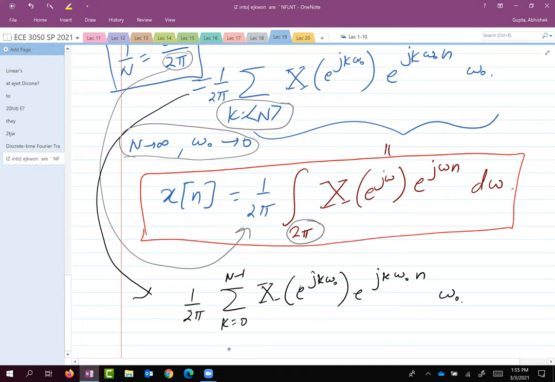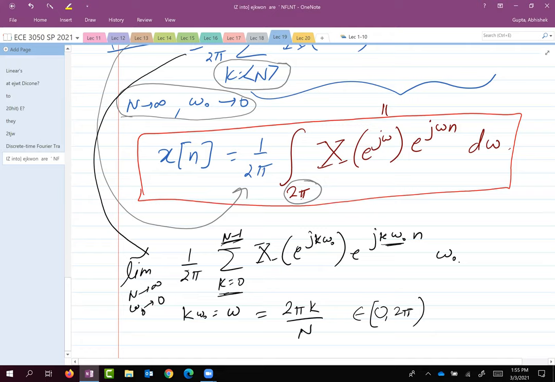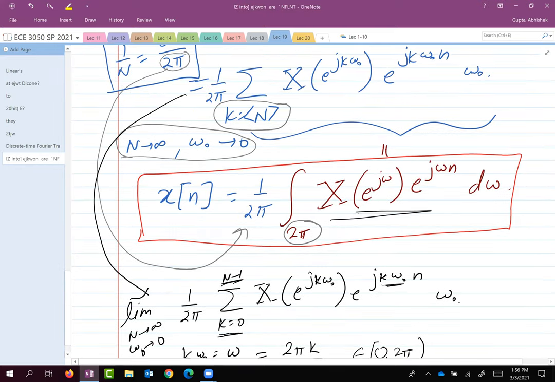So k goes only from 0 to N minus 1, which means that if you look at k omega naught, which is what our omega is, this is 2 pi k over capital N. So if k goes from 0 to N minus 1, then omega goes from 0 to 2 pi. And that's the reason that when you do the summation k equals 0 to N minus 1 with the limit N goes to infinity, or omega naught goes to 0, you arrive at this integral with limits from 0 to 2 pi, or for that matter, any interval of length 2 pi. Hopefully you understand all the different components that allowed us to derive this particular expression.